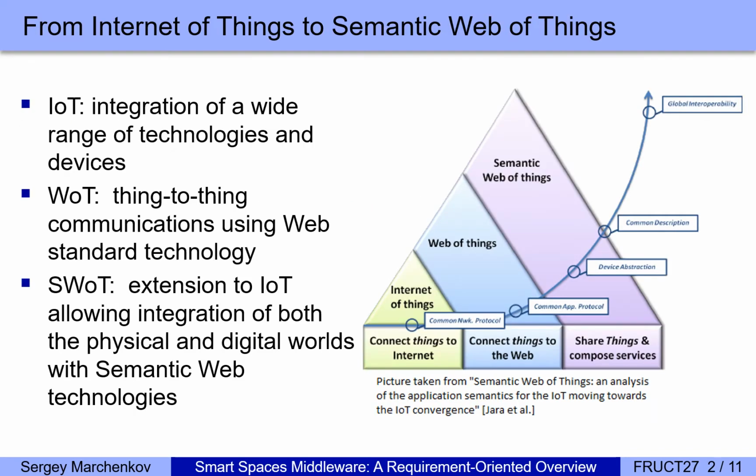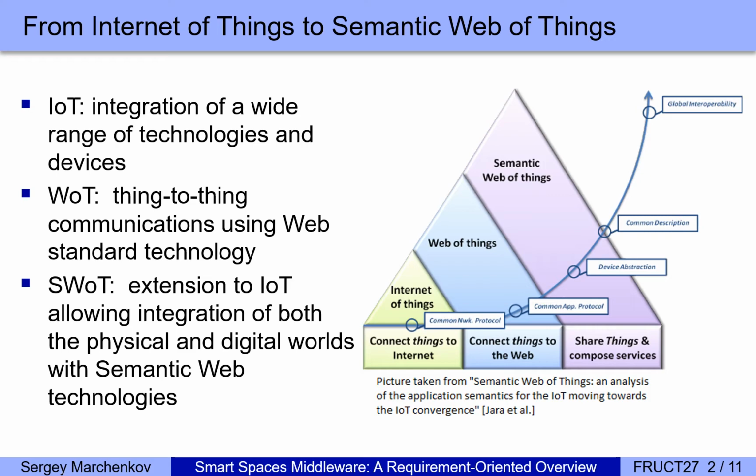So let's consider the deployment problem of smart spaces in respect to the opportunities of emerging Internet of Things, web and semantic web technologies. This slide presents the steps of evolution from Internet of Things to semantic web of things. The Internet of Things enables the integration of a wide range of technologies and devices, from legacy technologies of home automation and emerging technologies for smart cities to any class of sensor, actuator, tag, or thing.